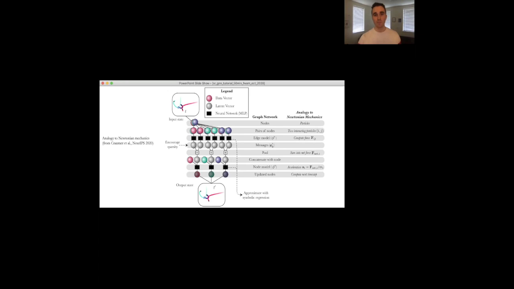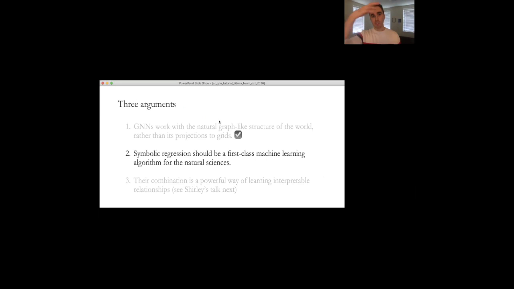Okay, so that was my first argument: the graph neural network describes the natural graph-like structure of data, rather than having to project it to a vector or an image. You can just work with that graph structure. Sorry, can I ask a question? Yep. If you do this kind of time propagation with a GNN, what do you use as a cost function?